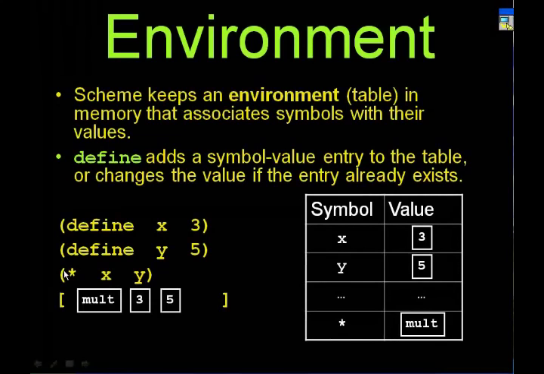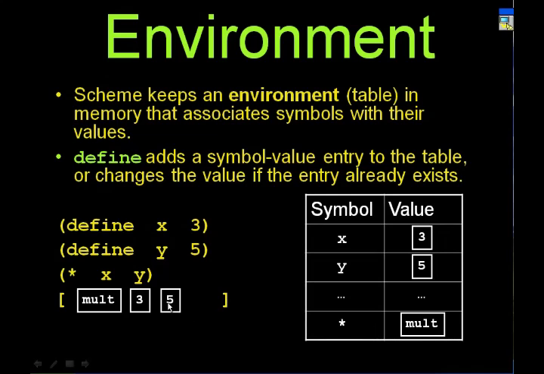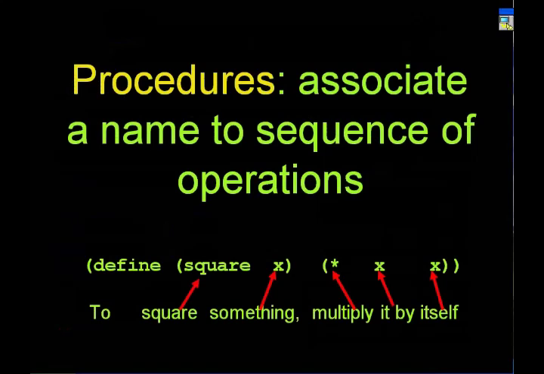Essentially you will look up this object and apply it on 3 and 5. When you run this, you will do eval. You will look up the values of each symbol. The value of star is this object, the value of x is 3, and y is 5, and then it operates multiply on 3 and 5. Obviously 15, you know this.